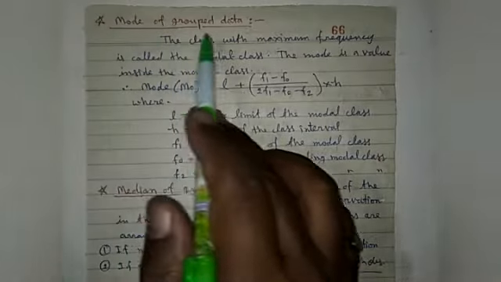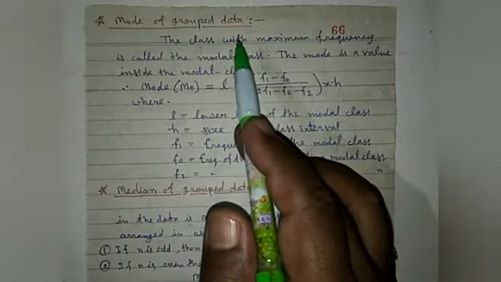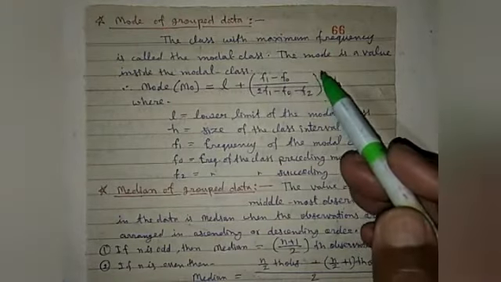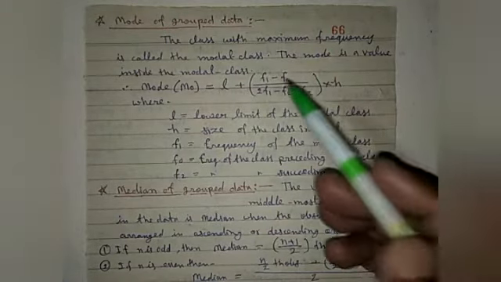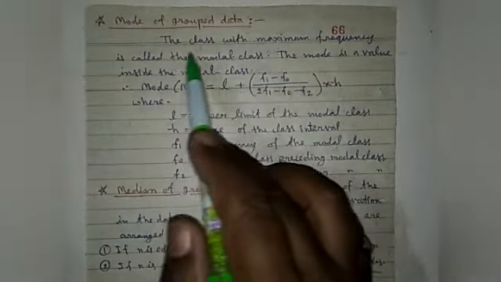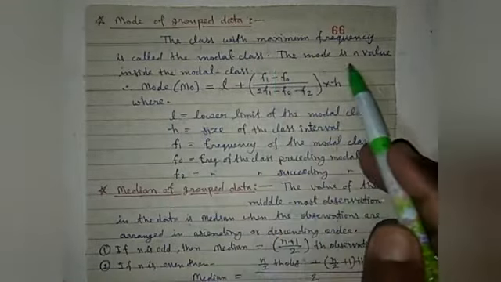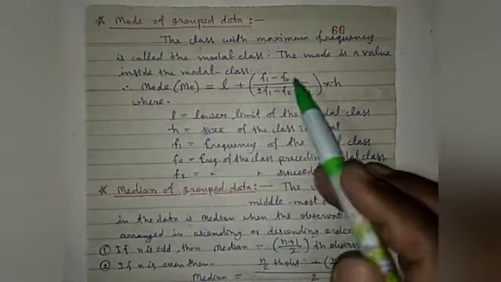Now we see the mode of grouped data. As you know, the mode is the value which has the maximum frequency. So for grouped data, the class with maximum frequency is called the modal class, and the mode is a value inside the modal class.